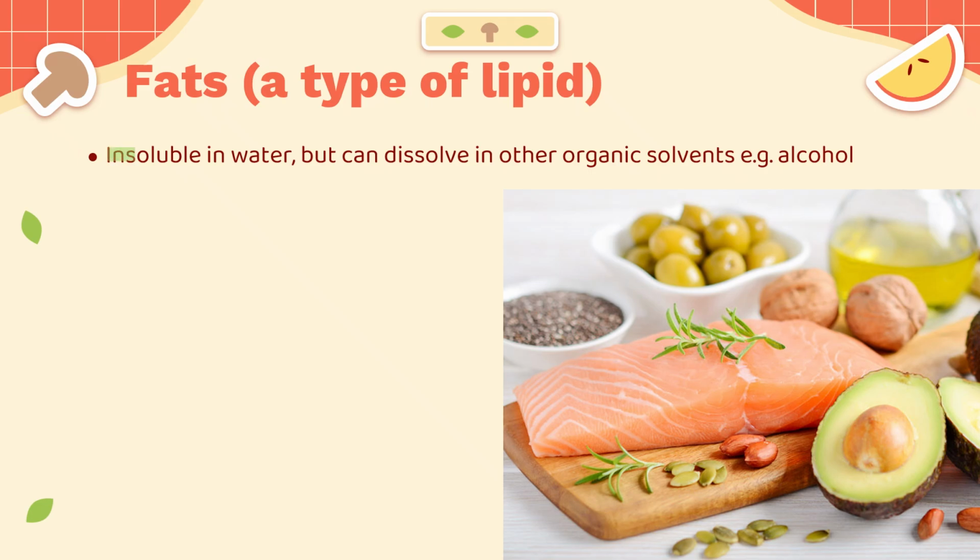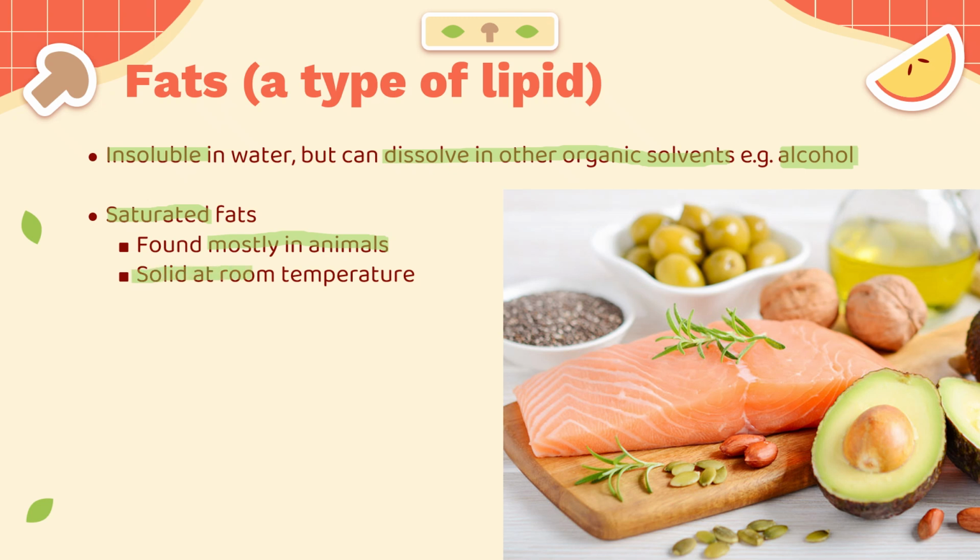Fats are insoluble in water. However, they can dissolve in other organic solvents, and one example of an organic solvent is alcohol or ethanol. There are two types of fats, mainly saturated fats and unsaturated fats. Saturated fats are found mostly in animals. They are solid at room temperature. If you have a chance to look at the saturated fat from animal tissue, it is not liquid, it is actually solid.